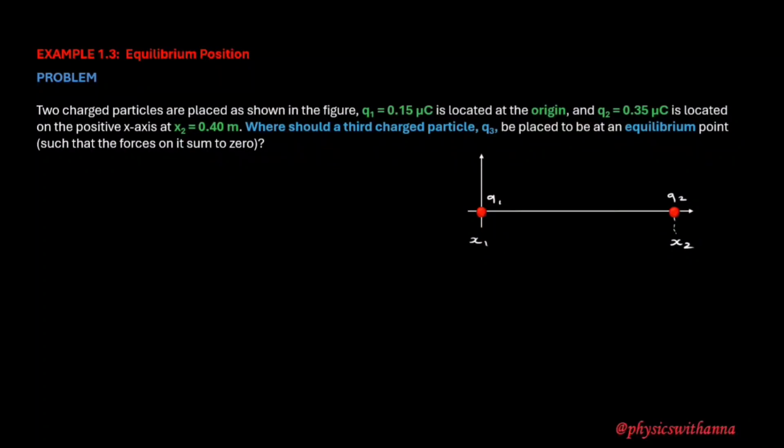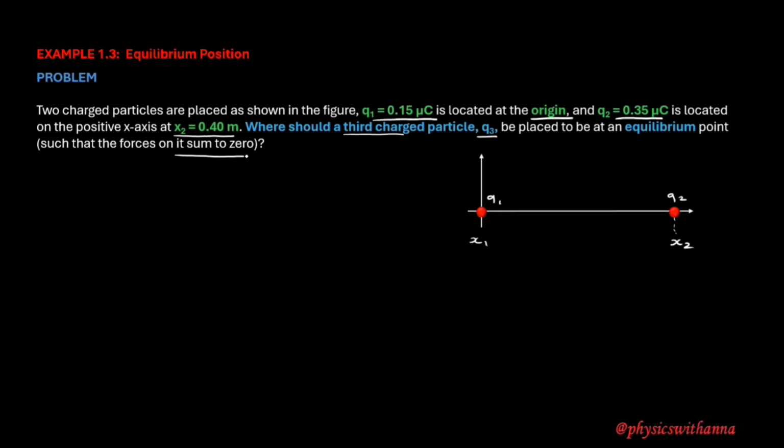Example 1.3 Equilibrium position. Two charged particles are placed as shown in the figure. Q1 equals 0.15 microcoulomb is located at the origin, and Q2 equals 0.35 microcoulomb is located on the positive x-axis at x2 equals 0.40 meter.